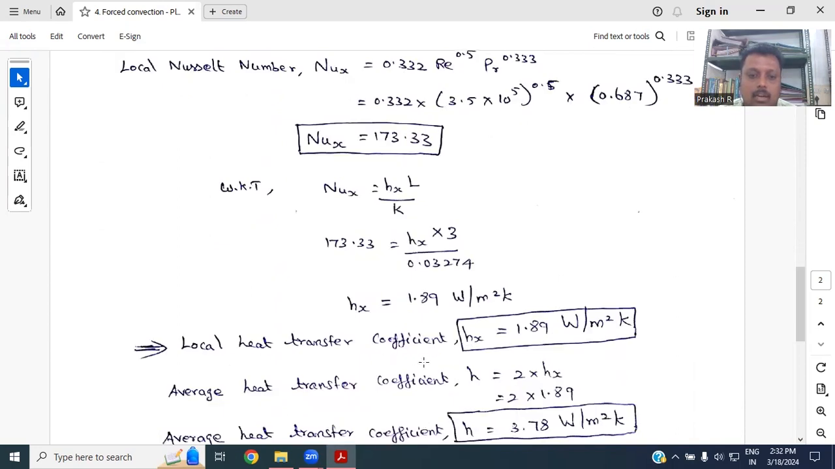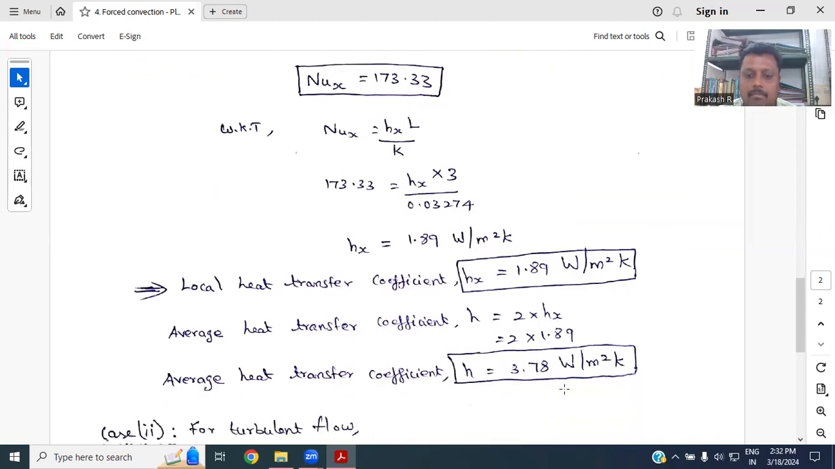By substituting this value, we can find the hx value. hx is the local heat transfer coefficient. h is the average heat transfer coefficient. Therefore, hx is equal to 1.89 watt per meter square Kelvin. The average heat transfer coefficient h is equal to 2 into 1.89. So therefore, 3.78 watt per meter square Kelvin is the average heat transfer coefficient for laminar.